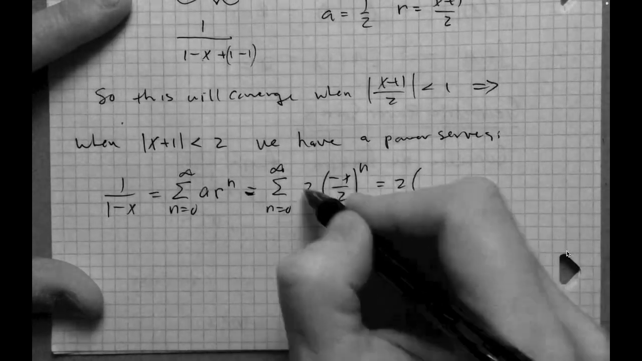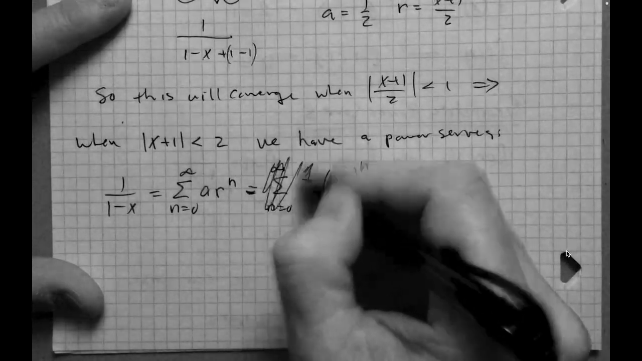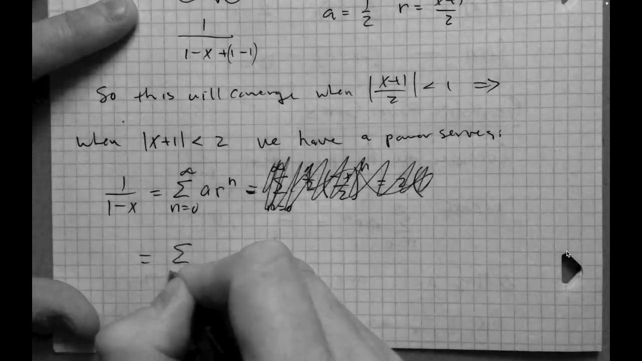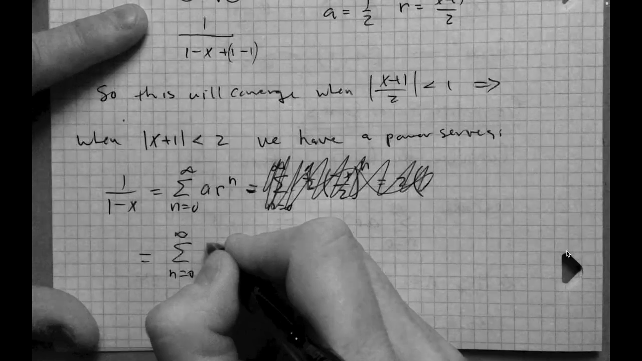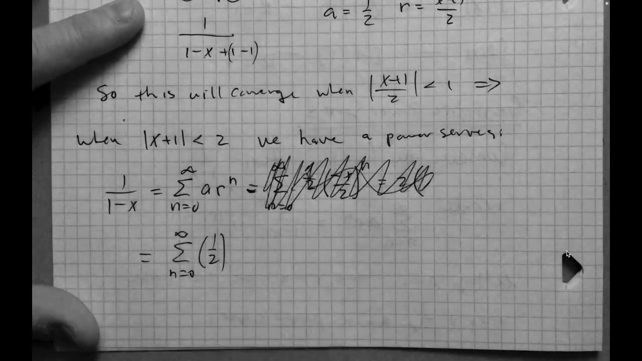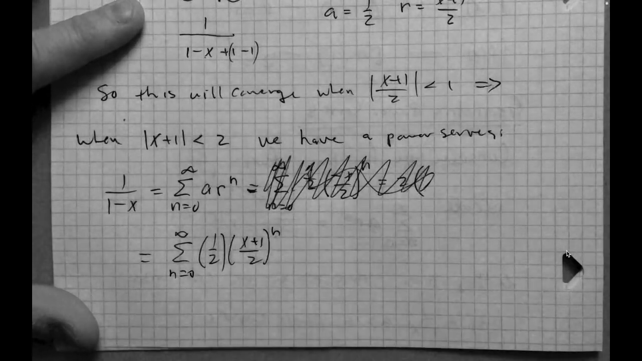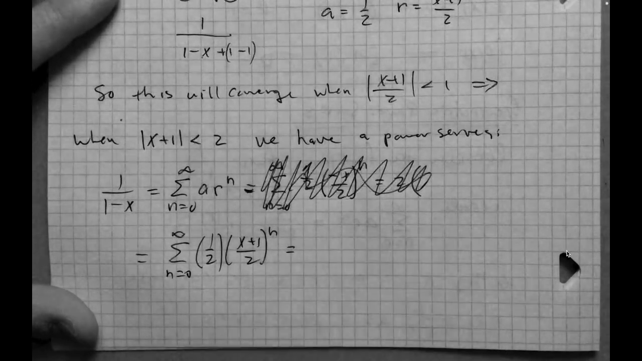Oh, you know what? I wrote this wrong. This is 1/2. Oh, I wrote it all wrong. Okay, hold on a second. Sorry about that. I got ahead of myself. So this is the sum from n equals 0 up to infinity of ar^n. Just follow the template here. a is 1/2, r is (x plus 1) over 2, to the nth power. Okay, so this is all I needed to write. I was thinking of something else.